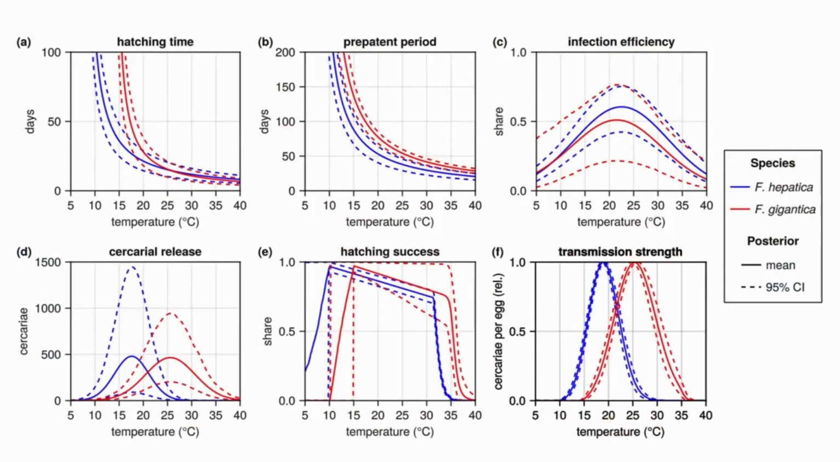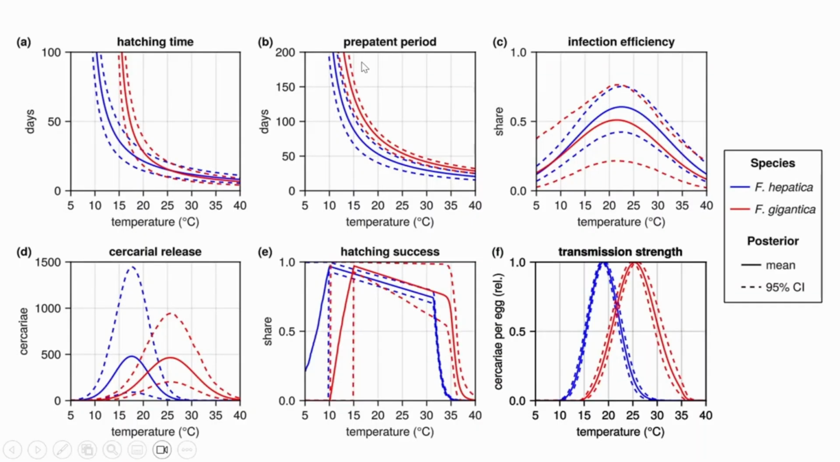Here is the same thing, but for all the different traits, representing the different parts of the life cycle. Going through it from the top left, there's the hatching time that we just saw. In red is Fasciola gigantica, the tropical species, and in blue is hepatica, the temperate one. You can see this clear difference. I'm not showing all the points from the different experiments here because there would be a lot of colors, but all of these are based on the experimental data.